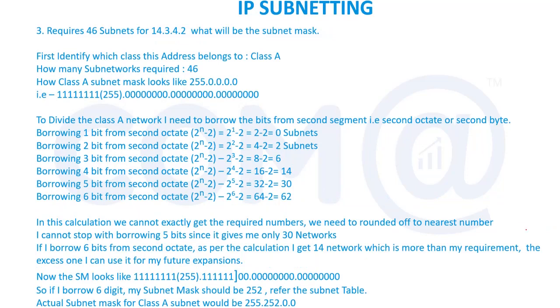Now the third example requires 46 subnets, and now I'm taking a class A address: 14.3.4.2. This requires 46 subnets. Similarly, in the case of class A, the default mask looks like this, 255.0.0.0, and the subnet mask looks like this.